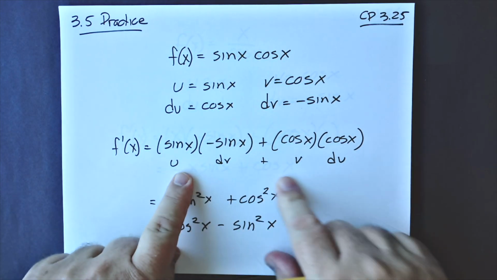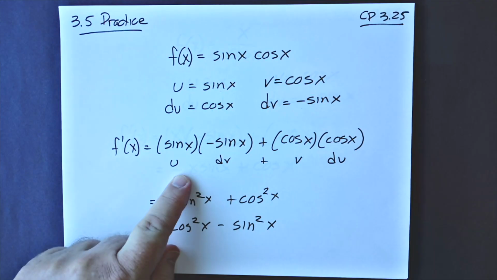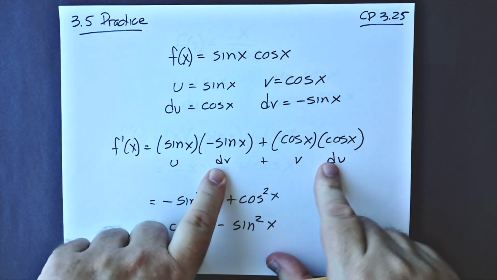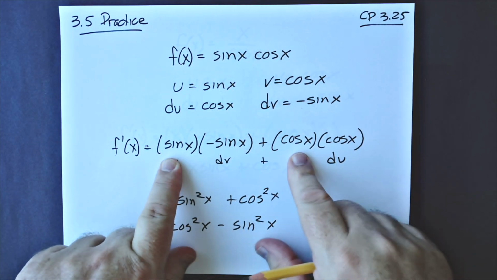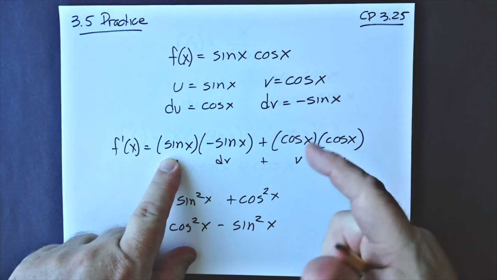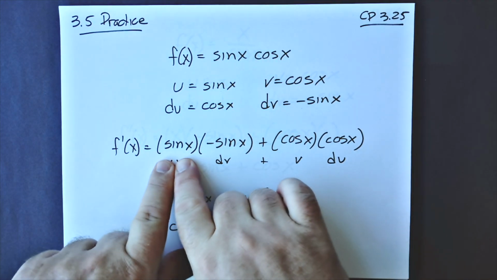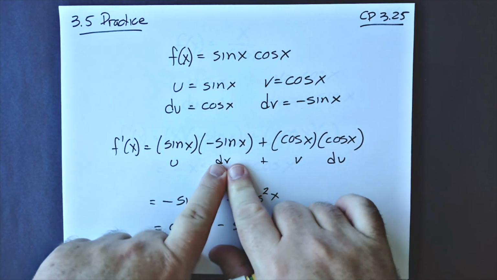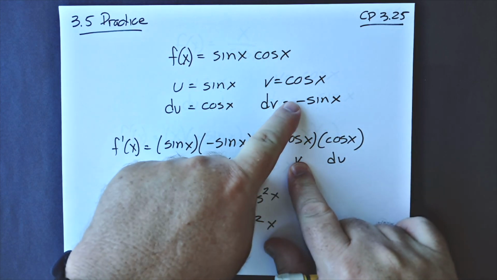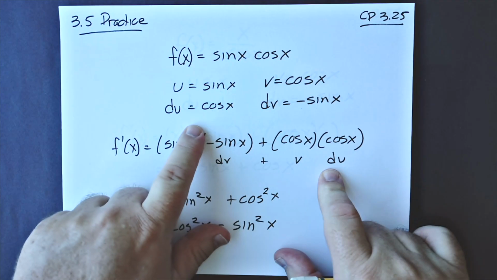I noted that here for you. As we go along, I won't put that anymore, but you can label the parts. I will always leave them separate so you can see them if you want to refer back to the formula to make sure you know where the pieces are. So here's the u right here. Here's the dv, plus v right there, and the du is cosine x.